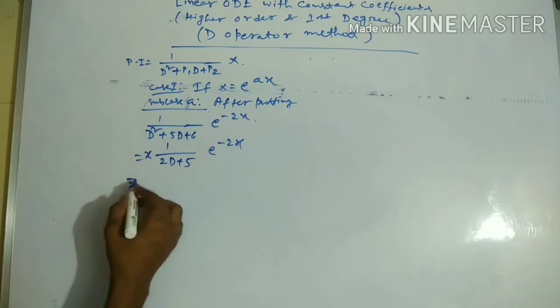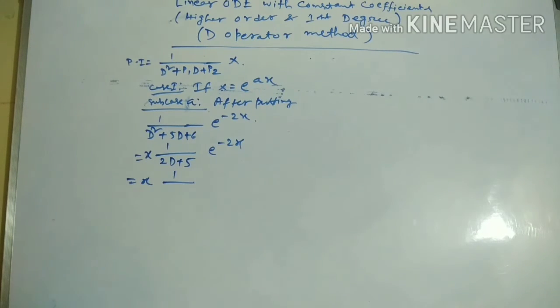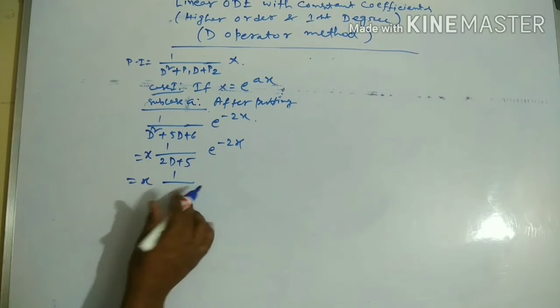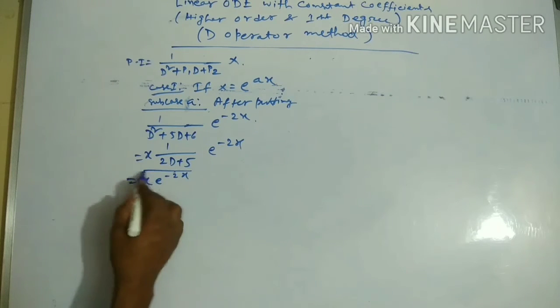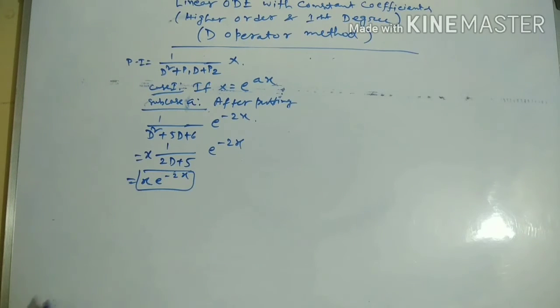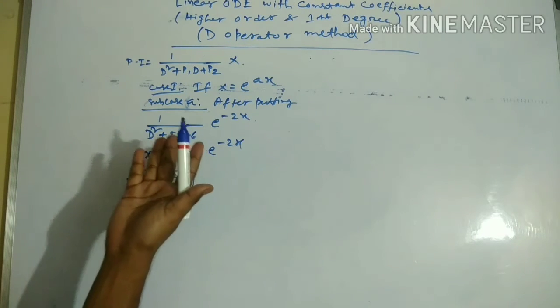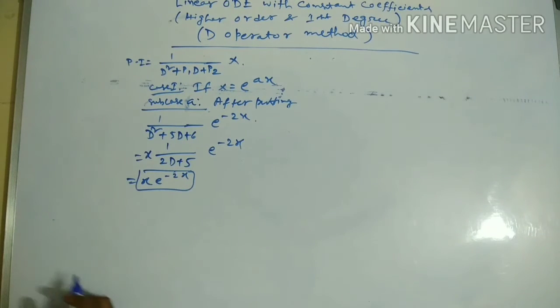Now again put D equal to a. Now here if you put D equal to minus 2, this will be minus 4 plus 5, that is 1. So e to the power minus 2x. So this is the PI. Since first after putting D equal to a, this was 0, so we follow this procedure.